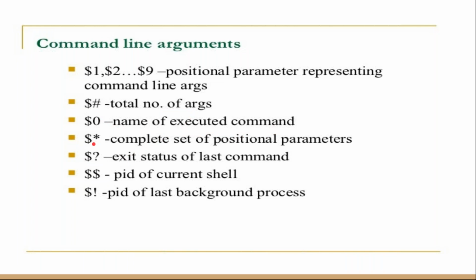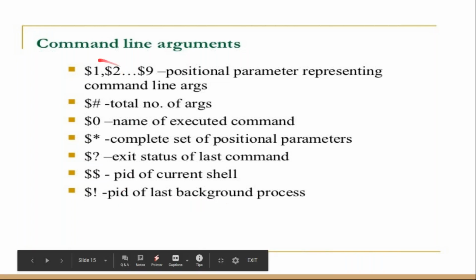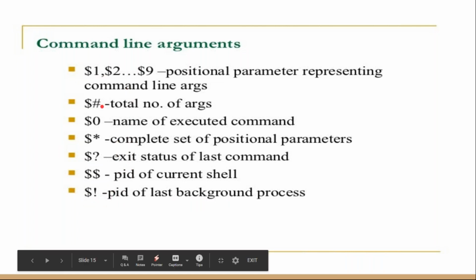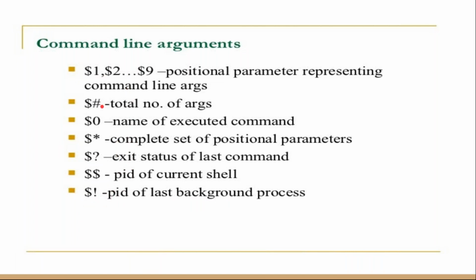Similarly, if I use this asterisk, $*, it gives the complete set of positional parameters and returns their values. Then $? is the exit status of the last command. $$ is the PID of the current shell, and $! is the PID of the last background process. So these are all ways to fetch the values of your positional parameters.